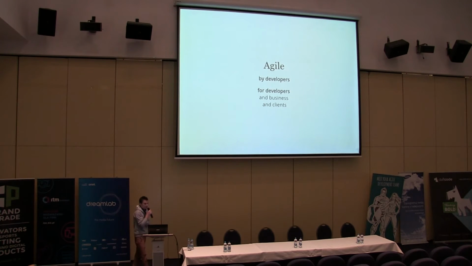But Agile is not a business thing. It's not a tool for managers to control developers. Agile was introduced by developers to make the developers' work easier. It's directed to developers in the first place, but also to business and clients. So Agile helps developers to cooperate with management and clients.